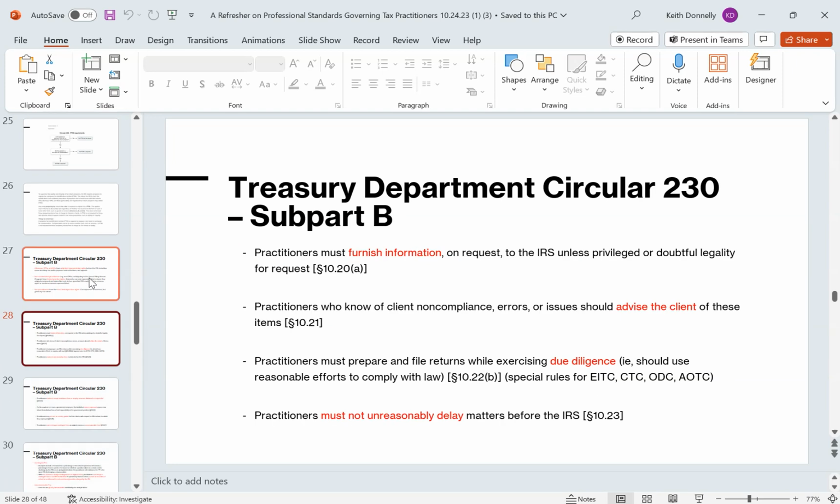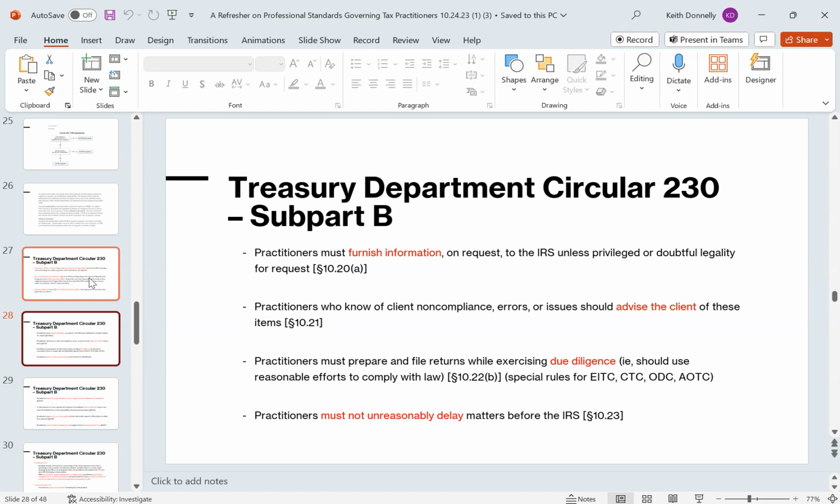All right, continuing here. You've got to furnish information on request to the IRS. Again, if you come across any issues or errors, you've got to tell the client. You've got to exercise due diligence, so make sure that you're appropriately informed, that you're following the rules, and that you know what you're doing. You're educated. Certain credits or certain items on the tax returns have an enhanced diligence standard.